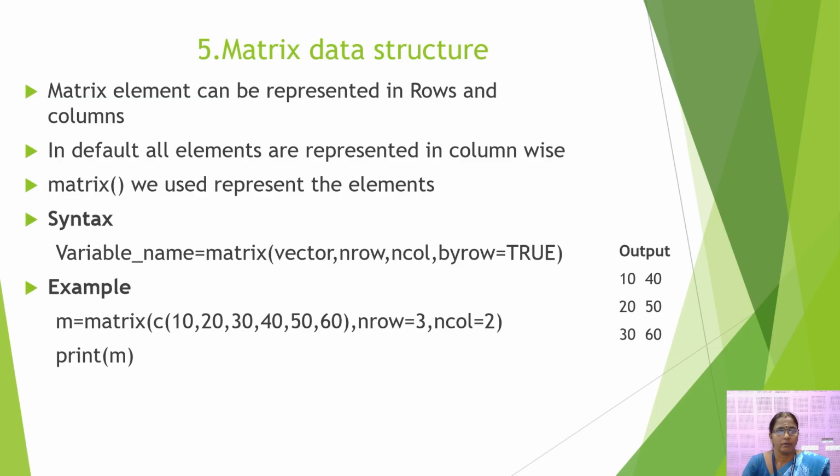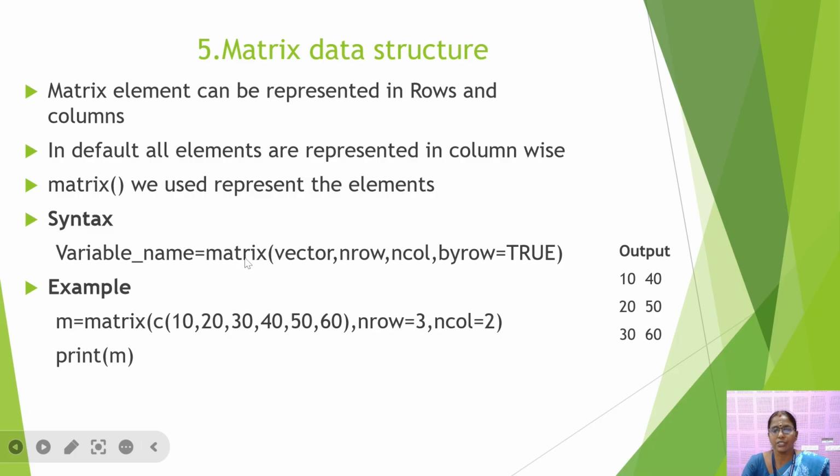So the next data structure is the matrix data structure. In a matrix, all the elements can be represented in rows and columns. Here row represents the horizontal, and column means the vertical representation. By default, all elements are represented column-wise. Suppose you want to represent all the elements row-wise, you have to give the command byrow equal to TRUE.